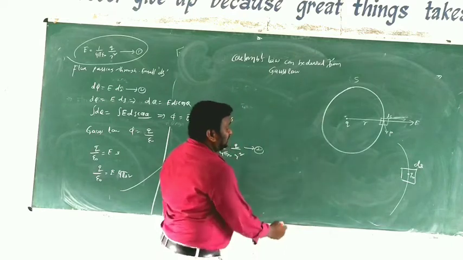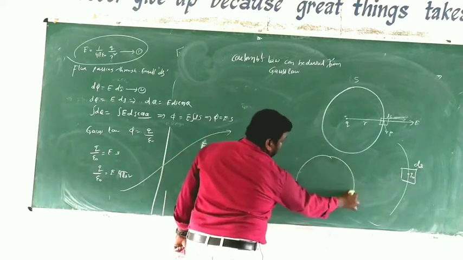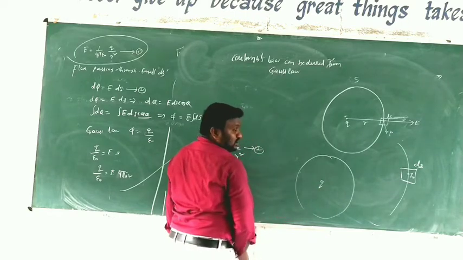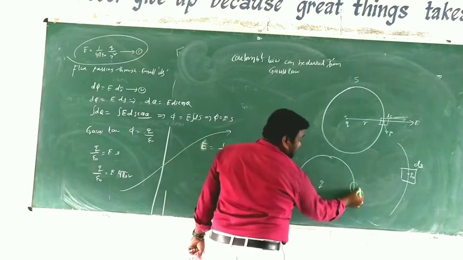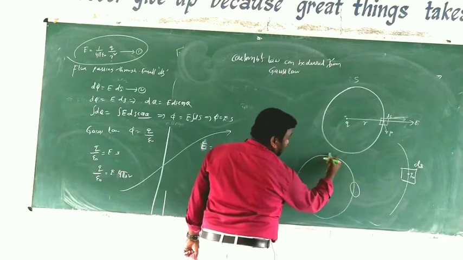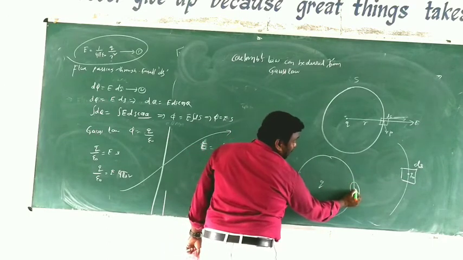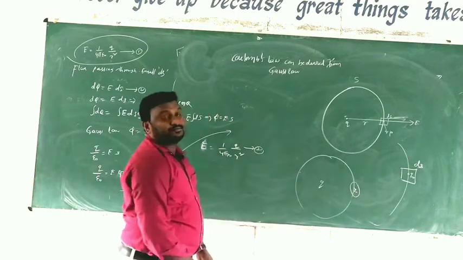For example, here this is the surface we have taken. In that some charge is there, that is Q. In that electric field, this is the electric field of this Q, in that we are now placing Q naught.